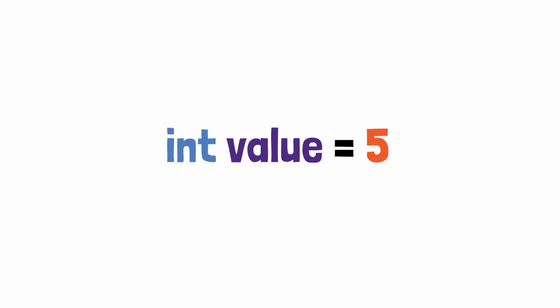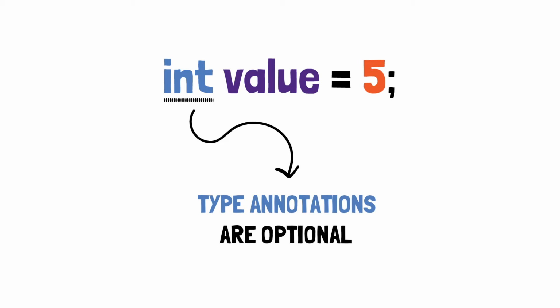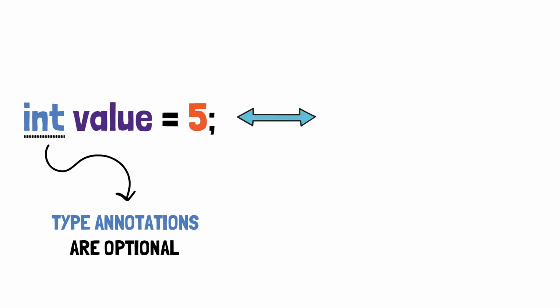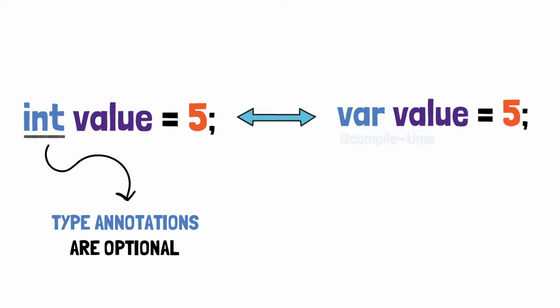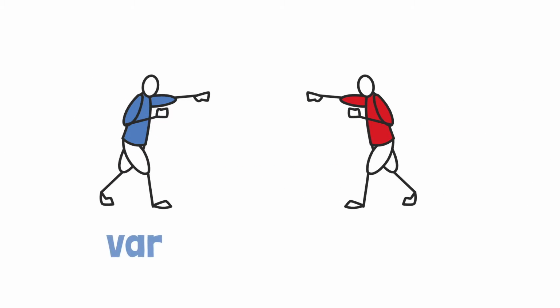Moving on, as I said before, in Dart, type annotations are optional because types can be inferred at compile time by using the var keyword or at runtime by using the dynamic keyword. So let's see the difference between them more in depth. It's time for a showcase between var and dynamic.